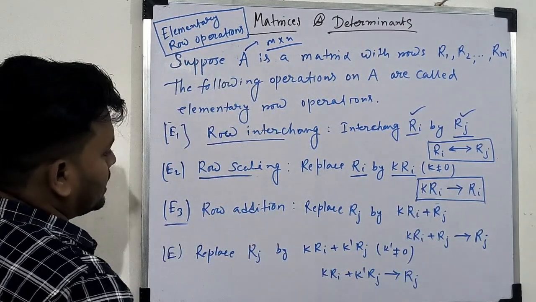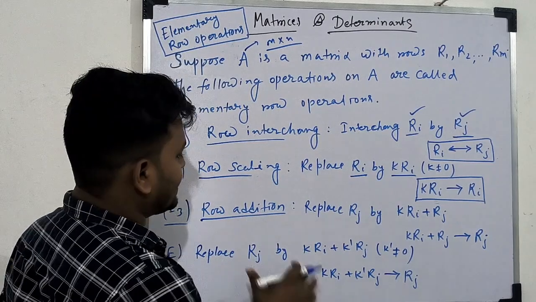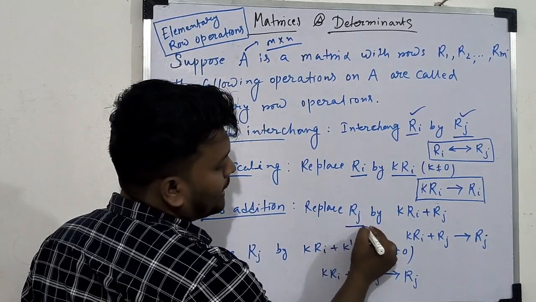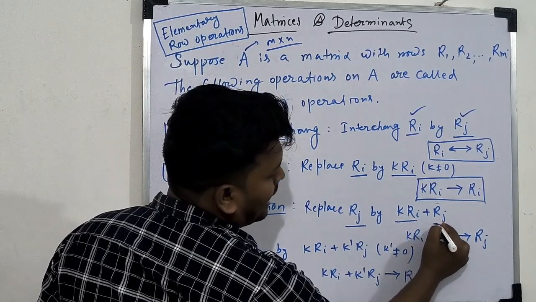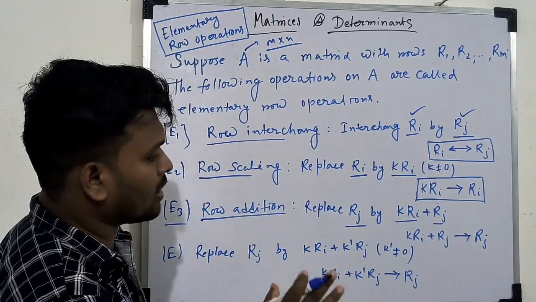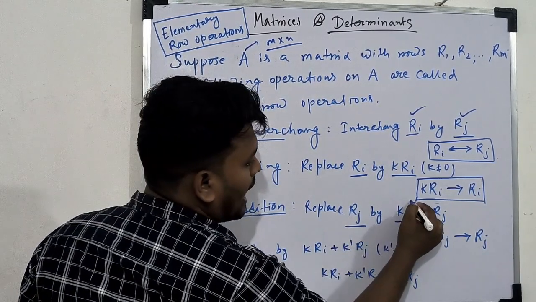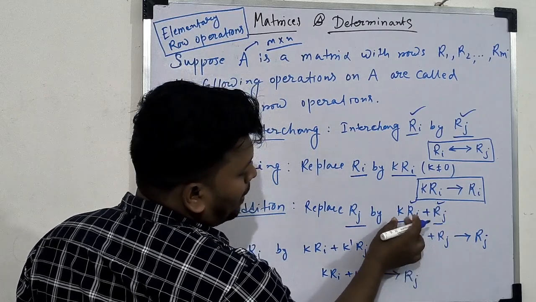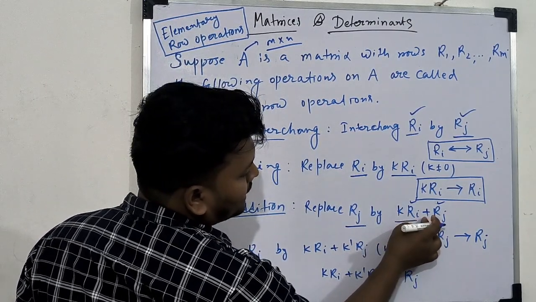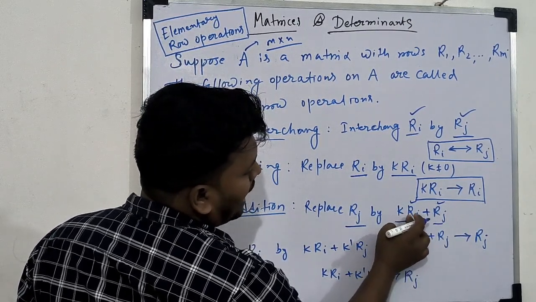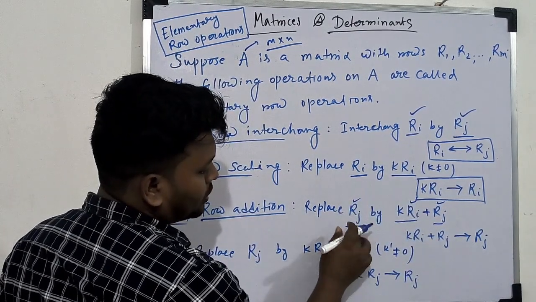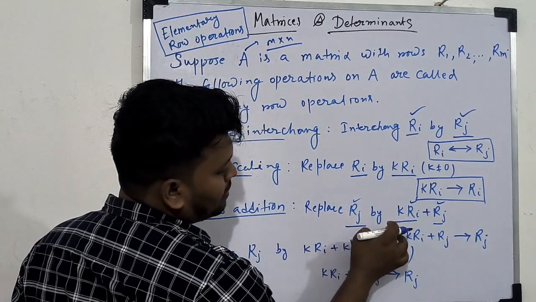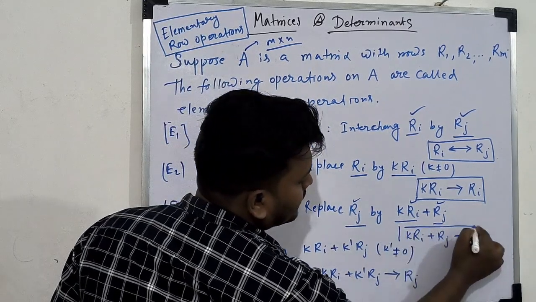The third operation is row addition. In this operation, we replace the row Rj by k into Ri plus Rj. Here the addition occurs between two rows Ri and Rj. We multiply k with Ri and keep Rj the same, so k Ri plus Rj becomes the new row Rj. That's why we replace Rj by this, and we write it in this manner.